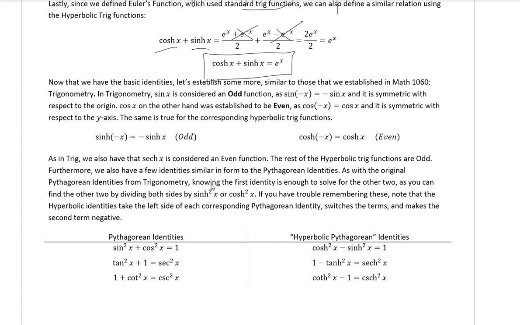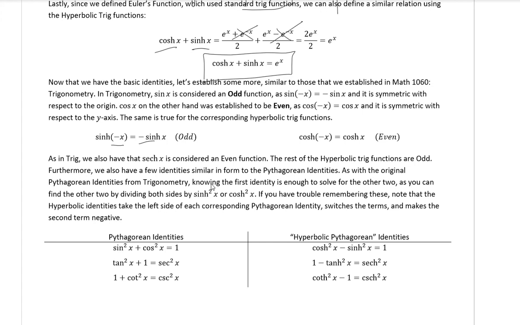Now, these are mostly the basic identities, the ones for what cosh and sinh look like in terms of exponential functions. But we have a lot of other ones that are going to look a lot like the ones from trigonometry. First being the concept of odd versus even. In trigonometry, sine is an odd function, and likewise sinh is also going to be an odd function, which means that if you plug in negative x, you can pull the negative outside the function. It is symmetric with respect to the origin, so you can spin it around.